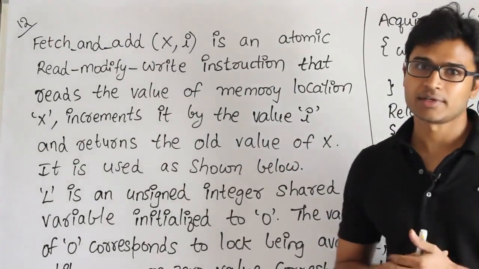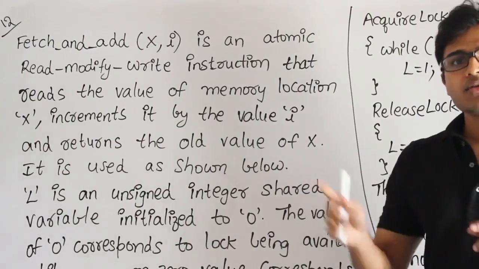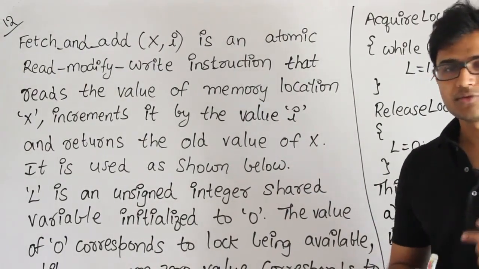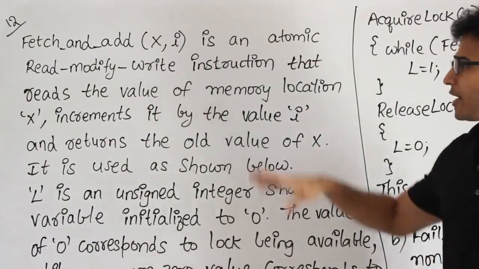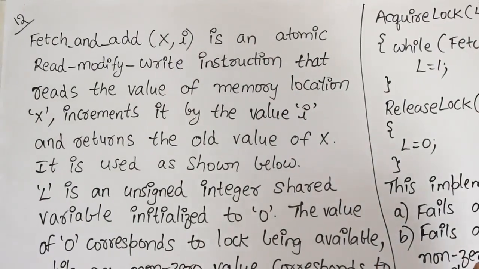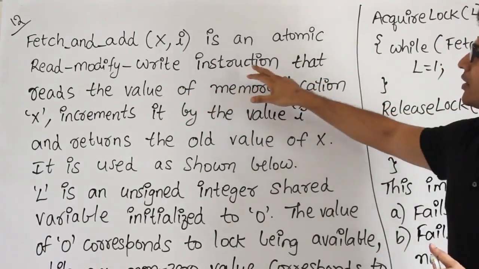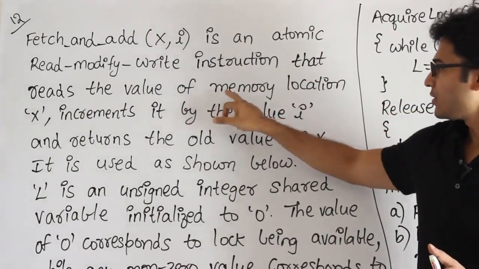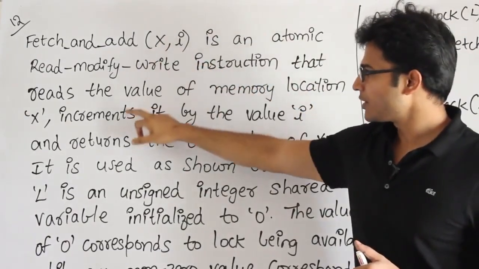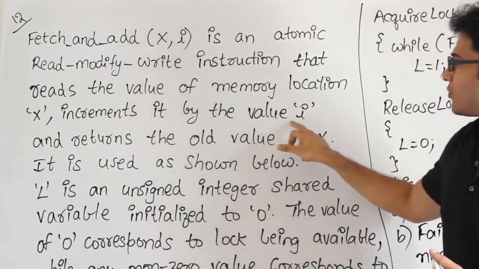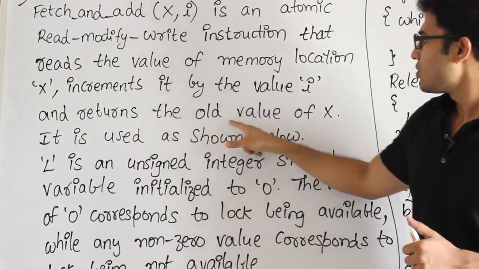Everything will happen in a single instruction without any preemption. That is the beauty of TSL, right? I told you TSL will load it and then write the value as a single operation. So read, modify, write is going to happen as the same instruction. It is a kind of TSL, not exactly TSL. Now they are saying that it is an instruction that reads the value of the memory location x, which means whatever is there in x, it is going to read it and then increment it by a value of I.